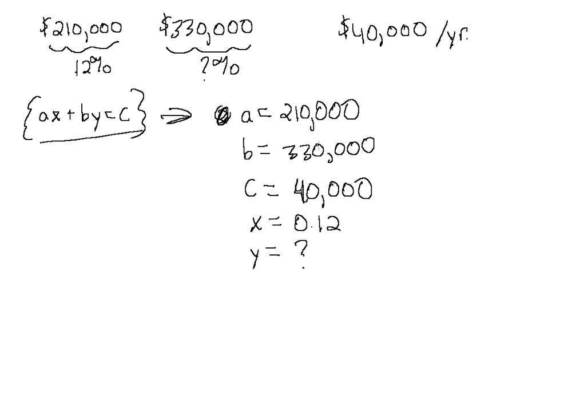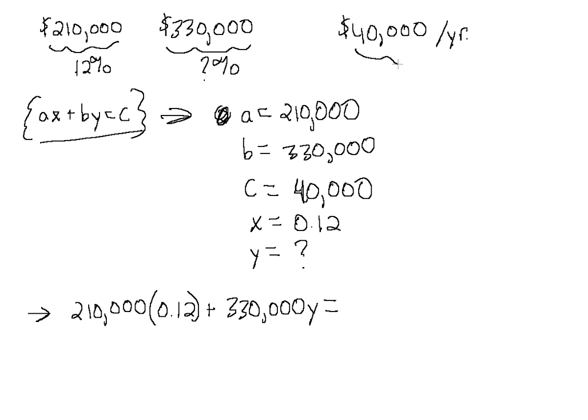So we have our standard form equation. Let's fill in our variables. We have A, which is 210,000, let's just drop the dollar signs for right now, times X, which is 12%, or just 0.12, plus BY. B is 330,000, that's the amount in our second account, times Y. Y is what we want to solve for, and we want this to equal C, which is $40,000, on the right-hand side.